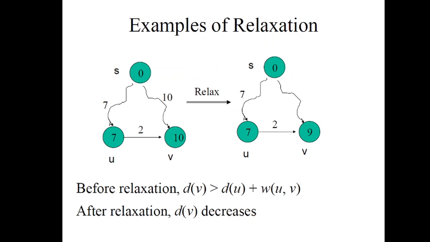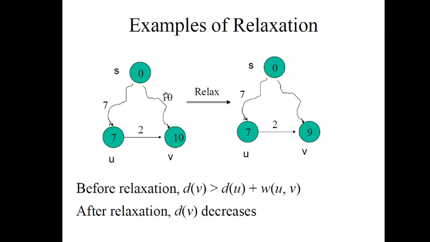Here you can see before relaxation. This is an example of the relaxation. Before relaxation, where is V? This one. The distance of V is greater than the distance of U. The direct path 0 to 10 was 10. Then through this path you can see 7 plus 2 is 9. 9 is less than 10.